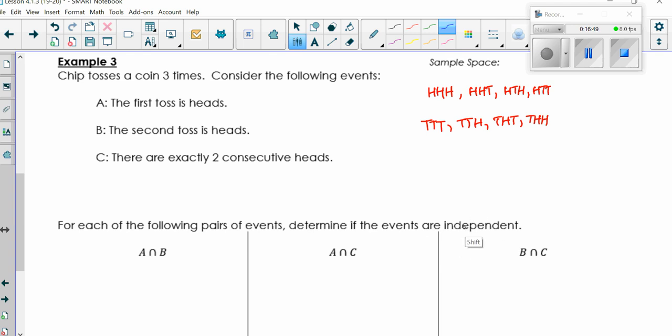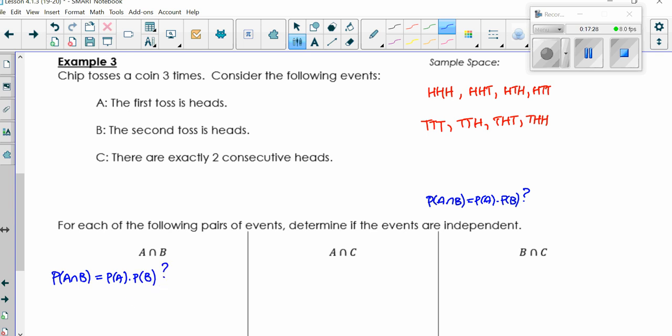Okay, so in order to determine if they're independent, we want to know if the probability of A and B equals the probability of A times the probability of B. Okay, so that's what we're trying to determine. Is that a true statement? We want to do it for events A and B, A and C, and B and C. So I'm going to write this out for each of them. That means if I want to determine if these 2 events are independent, I want to know if the probability of A and B equals the probability of A times the probability of B.